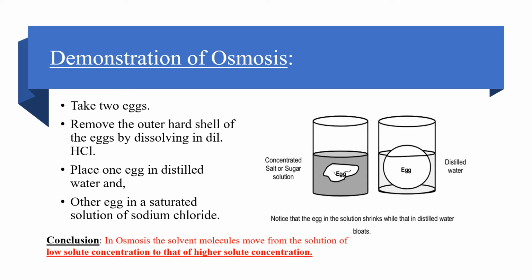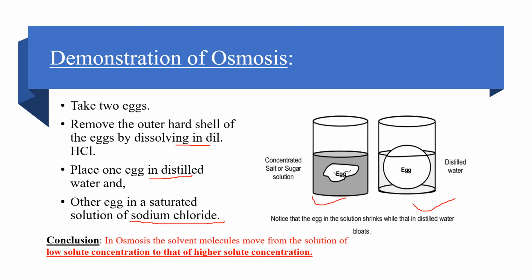Demonstration of osmosis. First of all, take two eggs and remove the outer hard shell of the eggs by dissolving it in dilute HCl. Place one egg in distilled water and the other egg in a saturated solution of sodium chloride. This can be seen in the figure. If we place one egg in distilled water and the other in the saturated solution of sodium chloride, what will we observe?